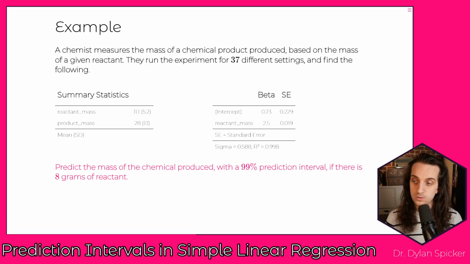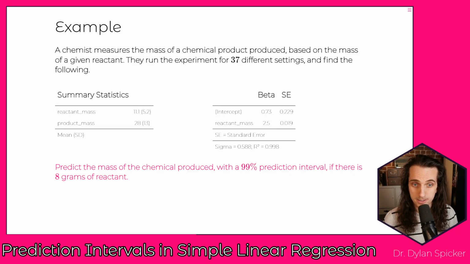Okay, so to get our prediction, we're going to take our intercept, which is 0.73, plus 2.5 times this 8 value. That's the value that we actually want to predict at, and that's going to give us our point prediction here. Okay. And then ultimately, to get our prediction interval, we need to think about what other information we need. We need to know that the sample size is 37. We need to know that the sample mean of X, so reactant mass is our X value here, is 11.1. Sample standard deviation is 5.2. And the square root of MSE is going to be 0.588.